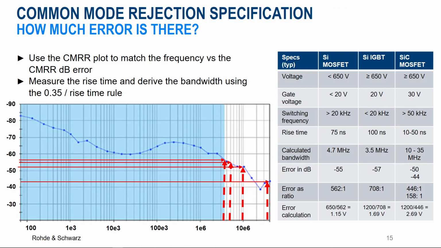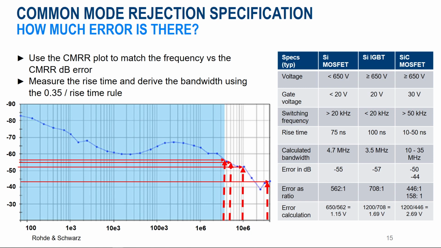A probe's manual typically includes a common mode rejection ratio plot versus frequency. In this example, we will calculate the common mode error for each of the device types using a traditional high voltage differential probe. So for example, an IGBT may have a switching frequency of 20 kilohertz or less, but the rise time will always be much faster.